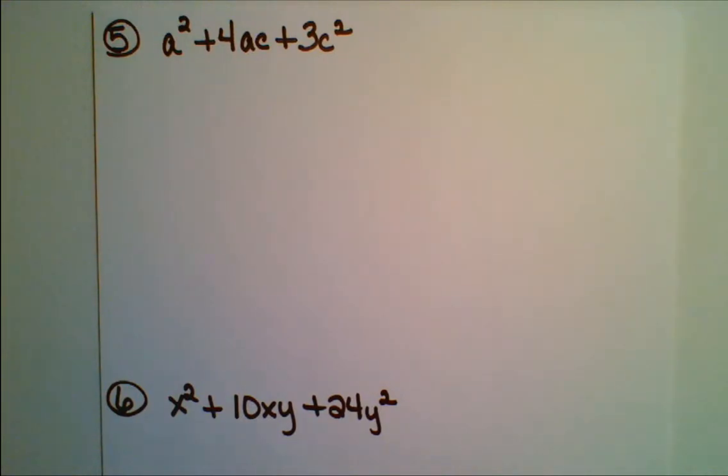Factor. Questions 5 and 6. Number 5, a squared plus 4ac plus c squared. And then number 6, x squared plus 10xy plus 24y squared. So my question to you is, what makes these questions different from the first 4 that we've completed?